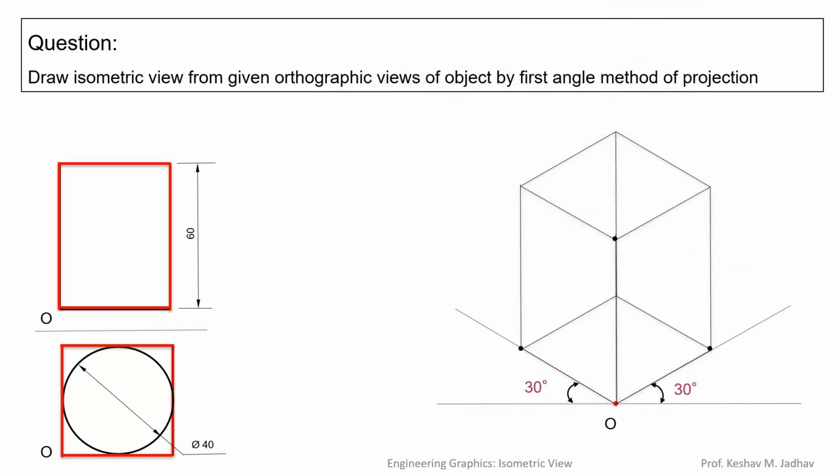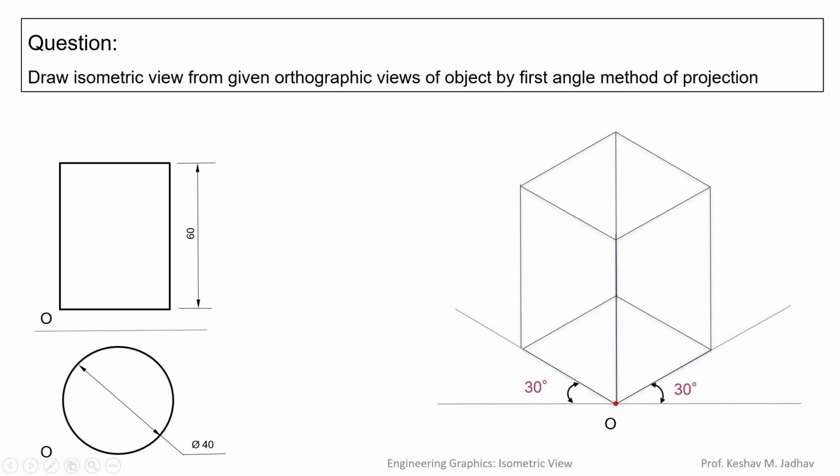To draw the isometric view of any object, first we have to draw an isometric box like this. And to draw this isometric box, we have to draw a rectangle for the front view which includes the front view and another rectangle which includes the top view. And for this rectangular front view and top view, we can draw the isometric box like this. So to draw the isometric view of any given problem, we have to draw an isometric box like this.